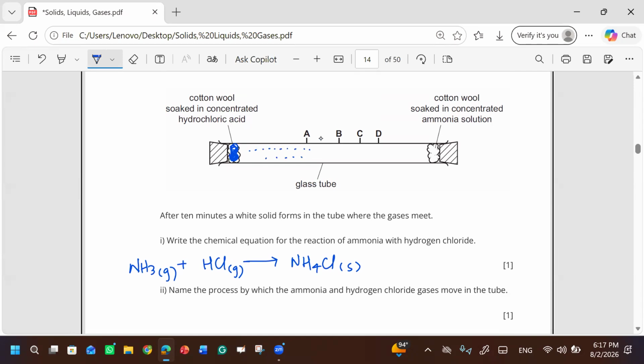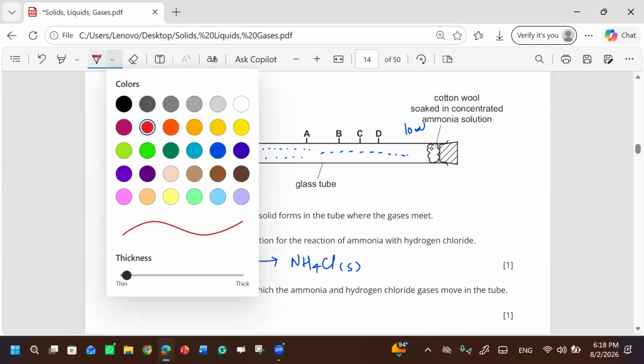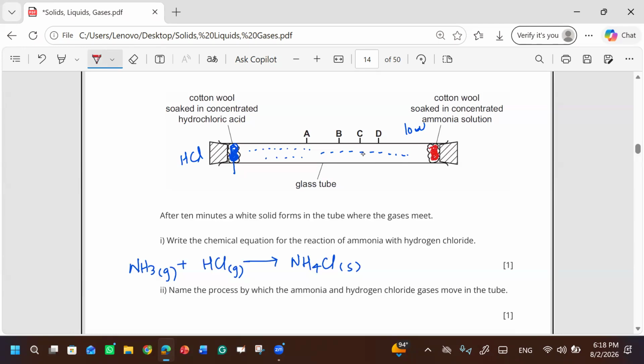What is diffusion? Diffusion is the movement of particles from an area of their high concentration toward the area of their lower concentration. HCl is more here, but over here it is low. Its concentration is almost zero, so it will start moving from left to right. At the same time, ammonia is more at this position, and on this side there is very less concentration of ammonia. Initially there is zero concentration of ammonia, so it will start moving in this direction. In this way they will spread out according to their concentration gradients.